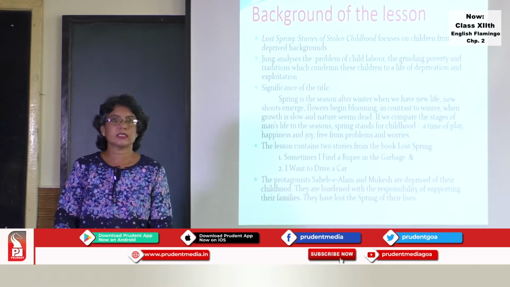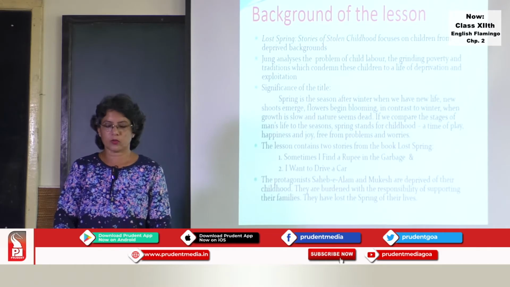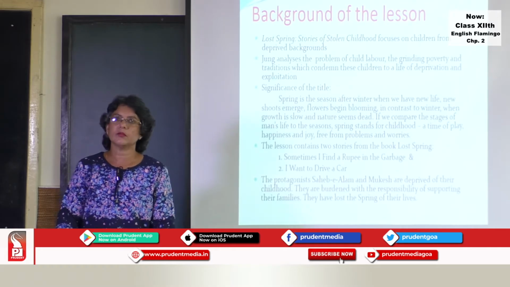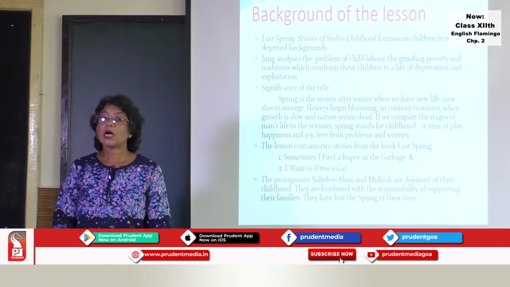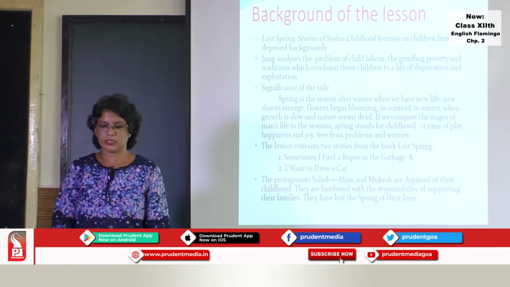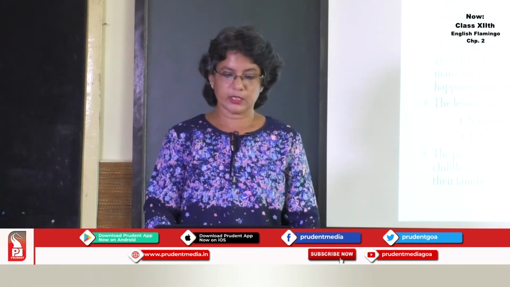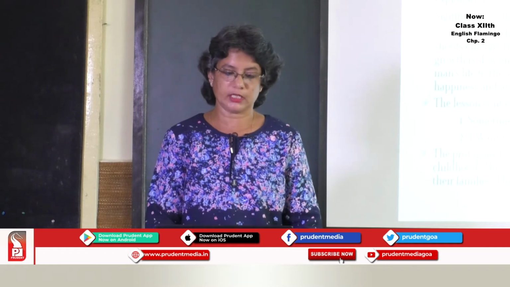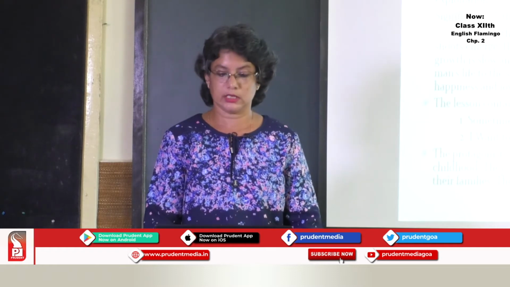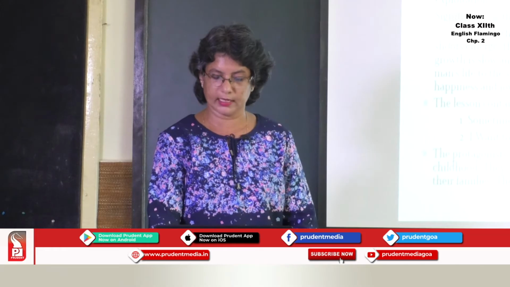The protagonists in these two stories, Saheb-e-Alam and Mukesh, are deprived of their childhood. They are burdened with the responsibility of supporting their families. They have lost the spring of their lives.